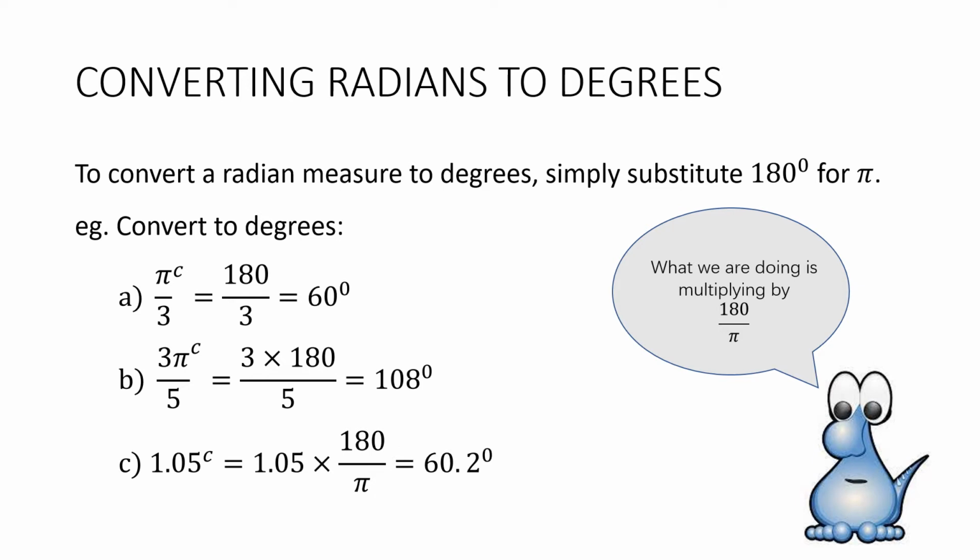Now if that's a little confusing for you, and it can be tricky, I admit, then here's one way to do it when you don't have a pi symbol. Take your 1.05 and do this. We've multiplied top and bottom by pi, so I haven't changed anything. And now what I want to do is swap this for 180.